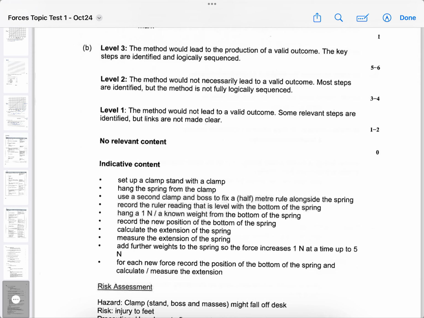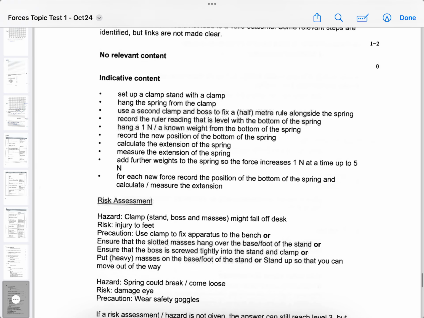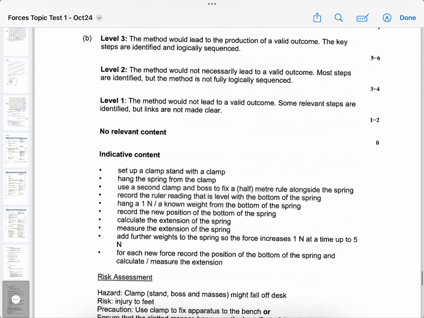So level 3 method would lead to the production of a valid outcome. So if you've got everything right in your method, you'll get a valid outcome. In other words, you'll get the graph that they've done. The key steps are identified and logically sequenced. Well, that's what we want. Level 2 means you haven't quite got everything right, so you'll get 3 or 4 marks. And level 1 would just be getting 1 or 2 marks. You've missed quite a few bits out in terms of depth, detail, and clarity. And here's some content that would allow you to get one of those levels of answers.